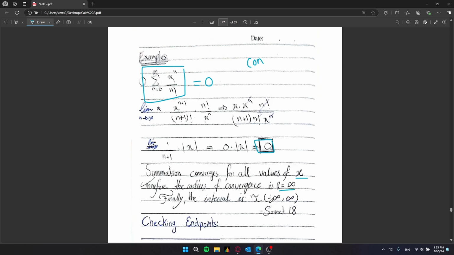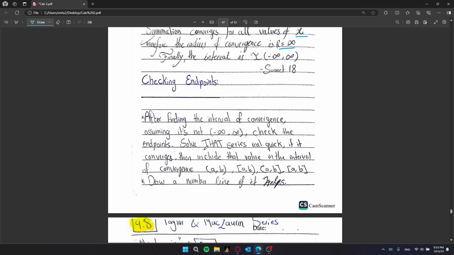The interval on which it is convergent is minus infinity to infinity. You can check the interval. This is how you check what the interval is. If it is not minus infinity to infinity, you check the endpoints. You solve that series to check the convergence to make sure that it's convergent. And if it is convergent, you include it in the interval of convergence. So eventually this is your interval.